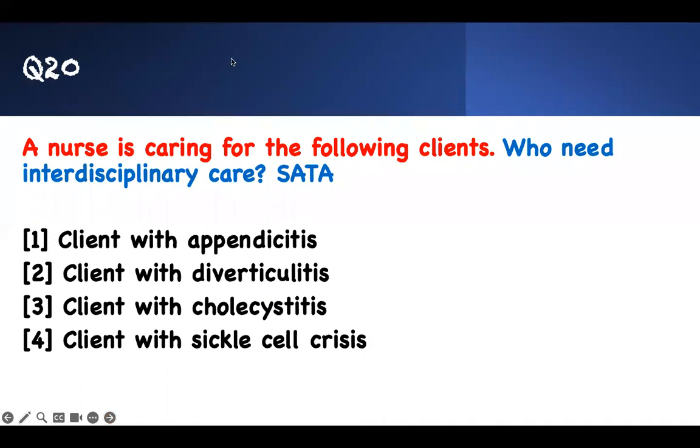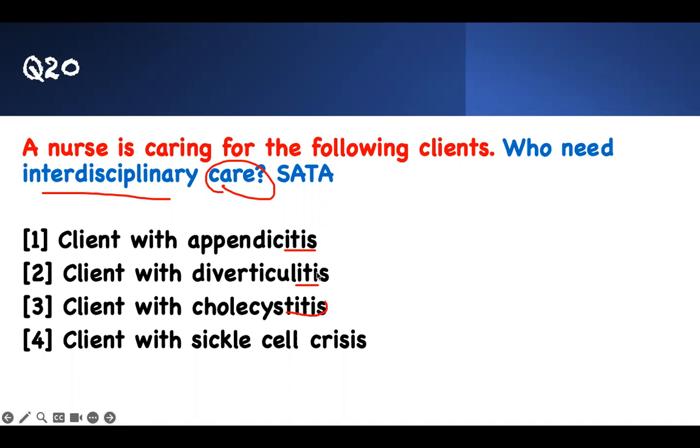Test taking skills, look at it. Who needs interdisciplinary care? Somebody who has a complex problem that involves multiple services to take care of that patient. Social worker, all those things. Pharmacy, everybody to be involved. Who needs it? Look at it. There are 3 of them. There's no way, with these 3, that one will be better than the other. Cholecystitis, diverticulitis, appendicitis. I said it this way to let you know that if you know your content, there's nothing they can do. They can screw you up.